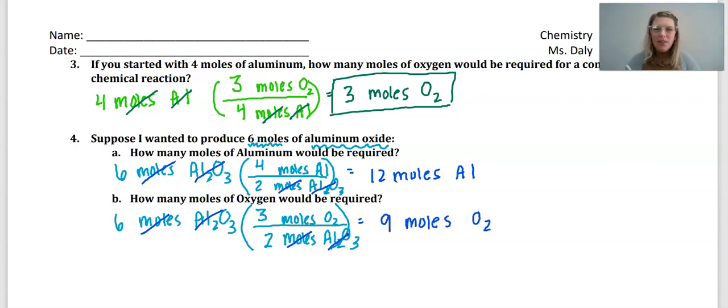And so just thinking about what this problem is asking, if I want to create 6 moles of my product, aluminum oxide, how many moles of aluminum do I need to start with? Well, according to our mole to mole ratio, I need 12. And for oxygen, I would need 9. Okay, and that's all stoichiometry is, friends.